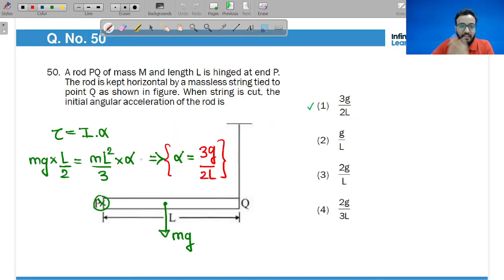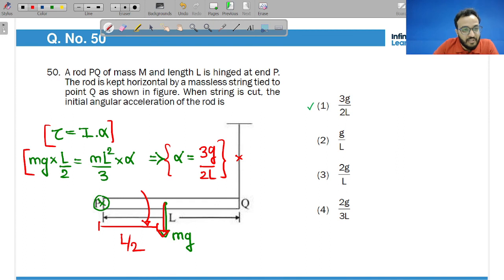Last question. If you cut this string, the only force that is acting is mg downward, and it's going to provide a torque. Torque is I alpha. Torque is what? Mg into perpendicular distance. What is this perpendicular distance? L by 2. This is the torque. Mg into perpendicular distance will be equal to I alpha. I about this axis is m l square by 3, into alpha. That's it. Alpha is 3g by 2l.